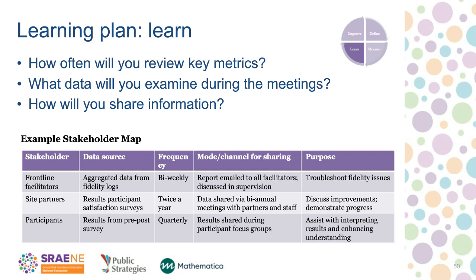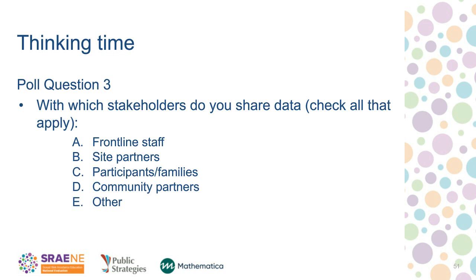So we'll quickly do this poll. Again, we recognize a lot of you are already sharing your data with key stakeholders. So just interested in hearing who currently do you share your data with. And this one is a check all that apply. So you can check as many of the responses there that apply to your program. And those are frontline staff, site partners, participants and families, community partners, and other. So I'll give a few moments to answer that.